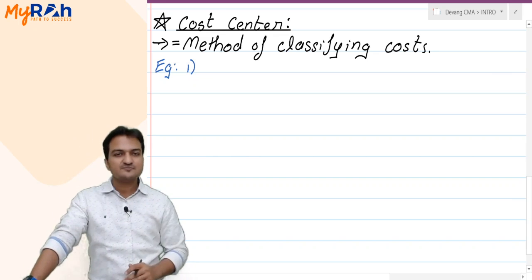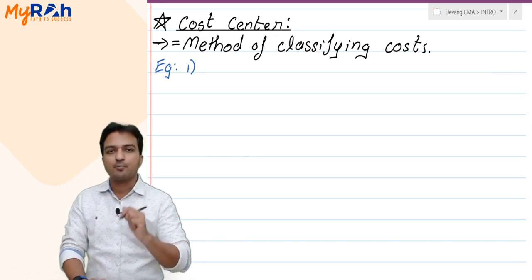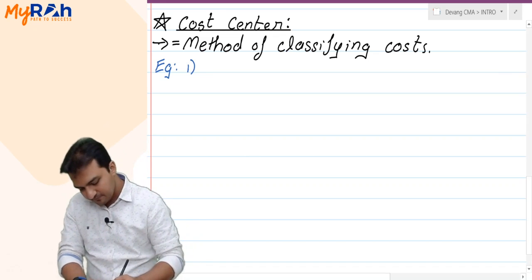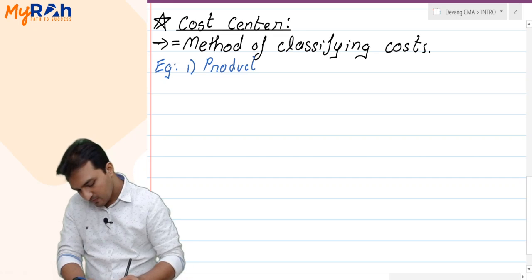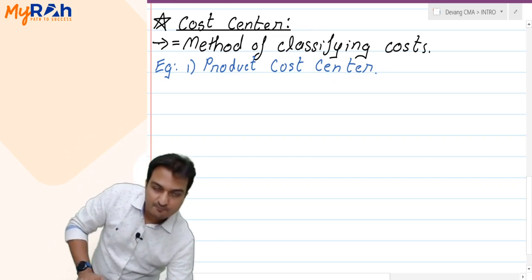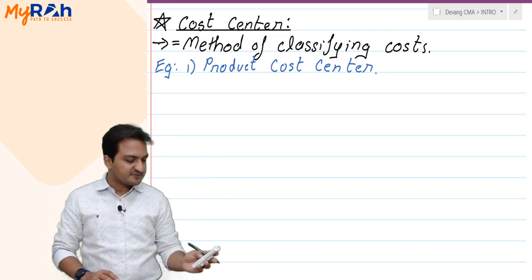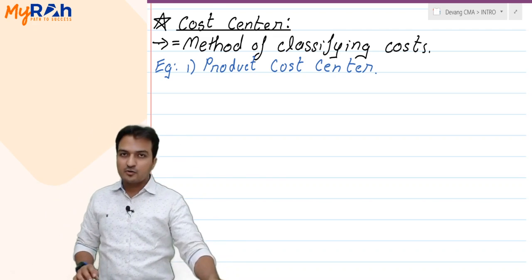Most of the chapters, most of the topics, most of our calculations, we will classify cost product wise. It's called a product cost center. Product cost center means that my cost will be classified product wise.